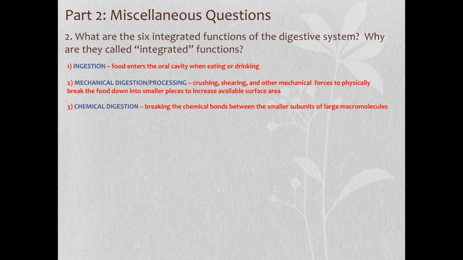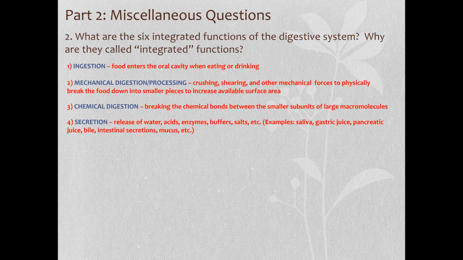Then we have chemical digestion, which is actual breaking the chemical bonds between the smaller subunits that make up these large macromolecules. Then we have secretion. So as you've seen by now, the digestive system releases a lot of water, acids, enzymes, buffers, and salts into the lumen. So some examples that we've talked about along the way are saliva, gastric juice, pancreatic juice, bile, intestinal secretions, and mucus. So that is the function of secretion.